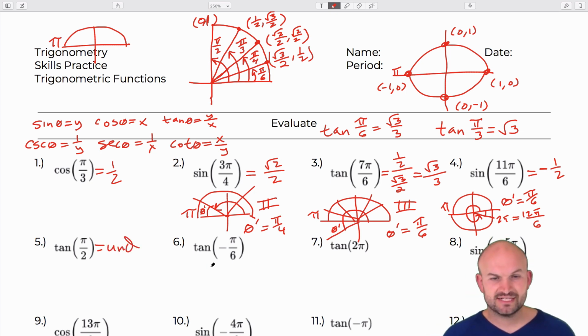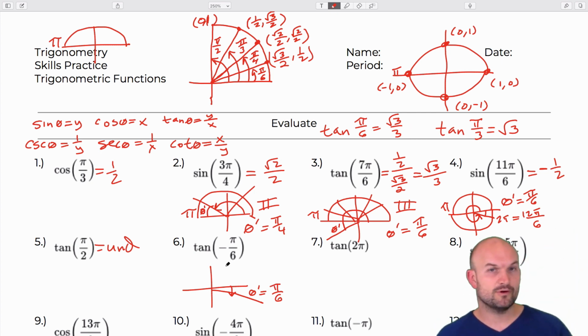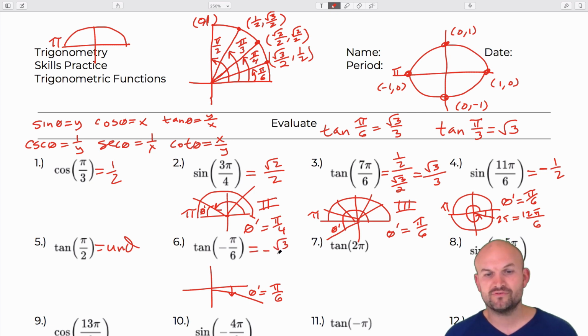For negative pi over 6, let's just graph that. Well, negative pi over 6 is just going down here. So the nice thing here is that is also my reference angle. So my reference angle is pi over 6. So again, I go back to saying, hey, what's tangent of pi over 6? Square root of 3 over 3, right? But it's in the fourth quadrant. Remember, in the fourth quadrant, y is negative, x is positive. So a negative divided by positive is going to be a negative. So therefore, that's a negative square root of 3 over 3.